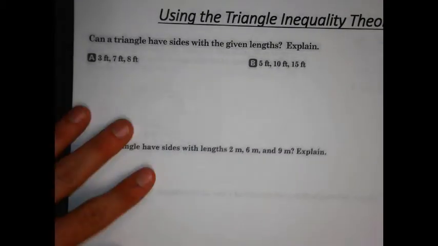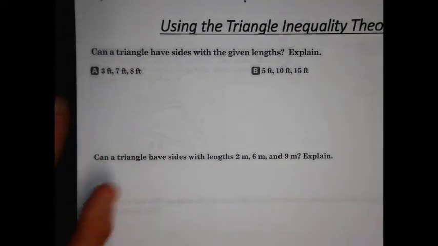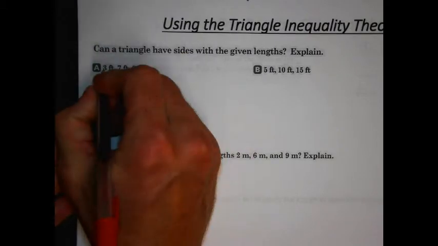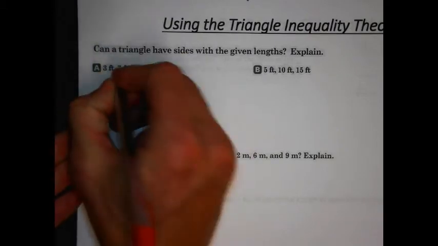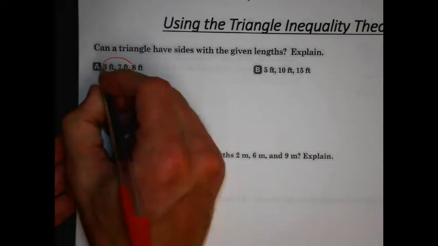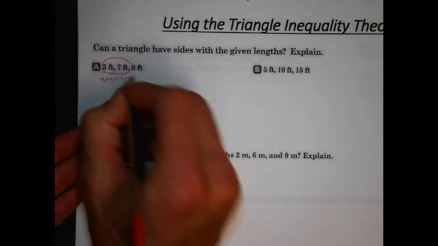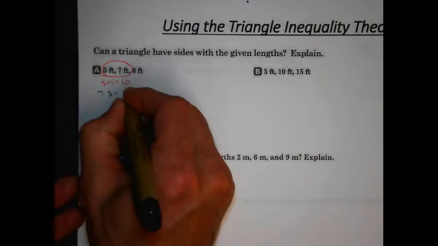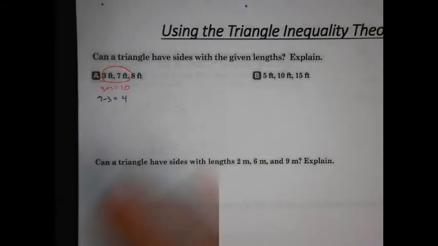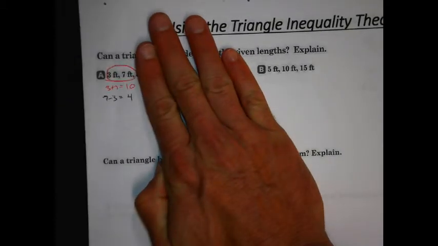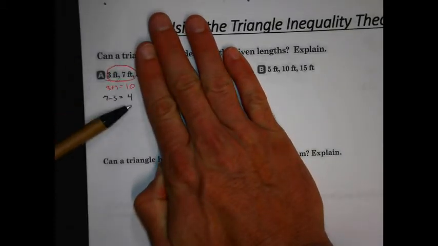Let's see this working. We have three distances. Can a triangle have that? Well, let's take a look. If we look at the first two lengths, 3 feet and 7 feet, what's the sum of 3 and 7? Right? 3 plus 7 is equal to 10. Okay, and then what's 7 minus 3? 7 minus 3 is equal to 4. So if we ignore the 8 for a second and look at the third side, it is going to have to be between 4 and 10 in order to make a triangle.